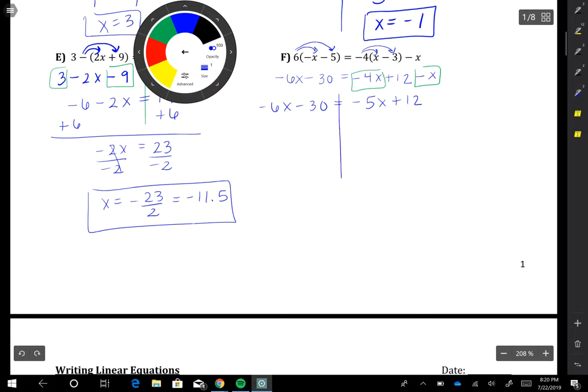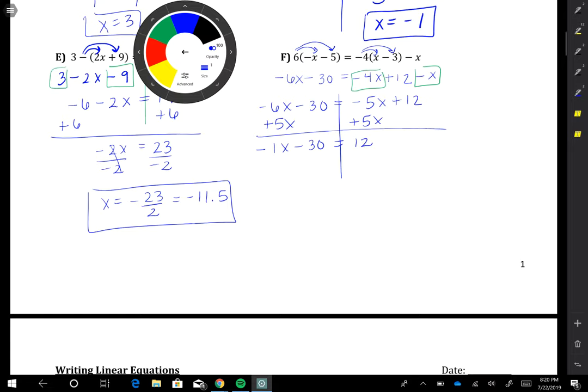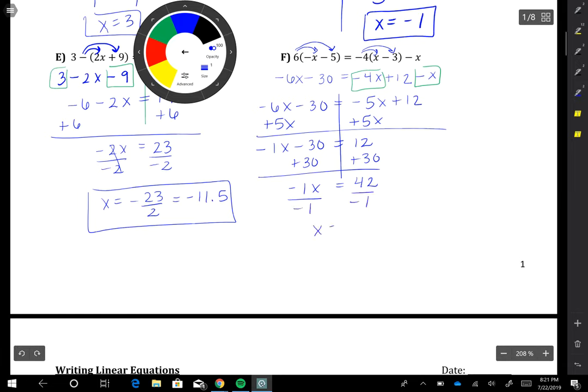Okay, now I'm going to have to move some things across the equal sign. So one thing I could do is I could move the x's to the left side, which would mean I need to add 5x. And that gives me a negative 1x minus 30 equals 12. And now let's add the 30 so we can keep getting this x by itself. And I have negative 1x equals a positive 42. And we need to get rid of that negative 1, so we're going to divide by negative 1. And we get x equals negative 42.